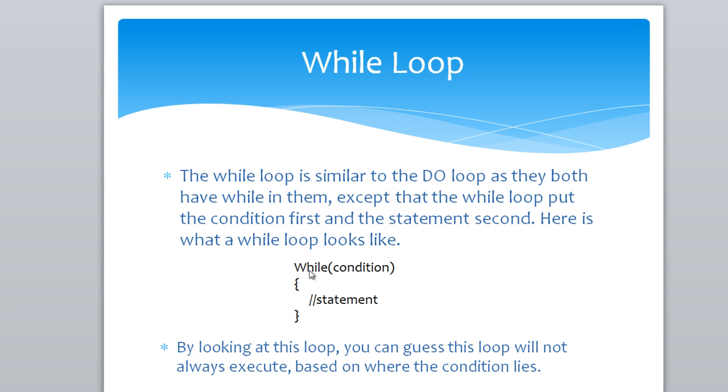So as before in the do, you still have the while and the condition that you're checking, and then below you have the actual statement. As you can probably guess by looking at this particular loop here, it will not always get executed. So let's go ahead and open up our code environment there, and let's put a while loop in action.